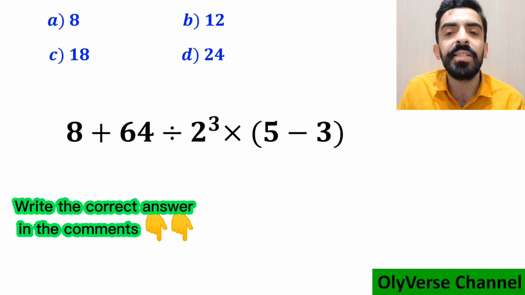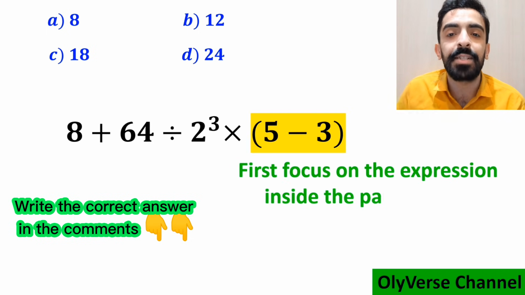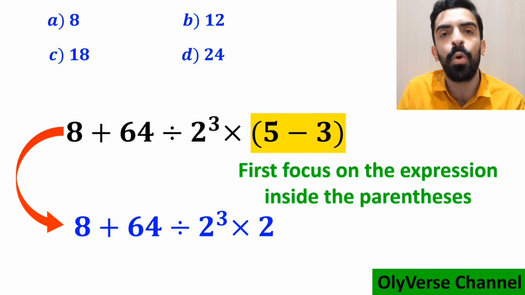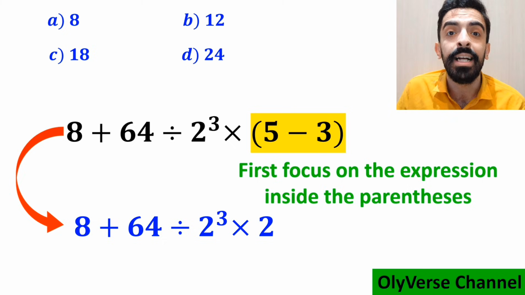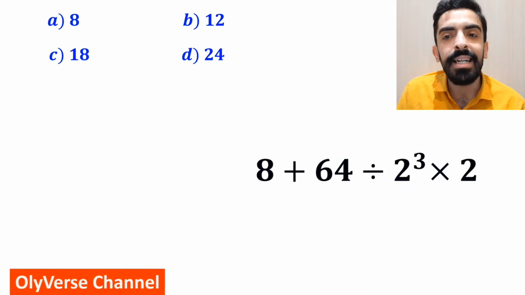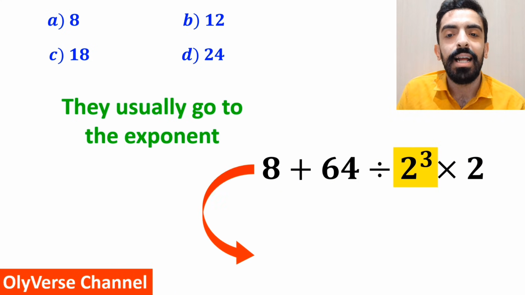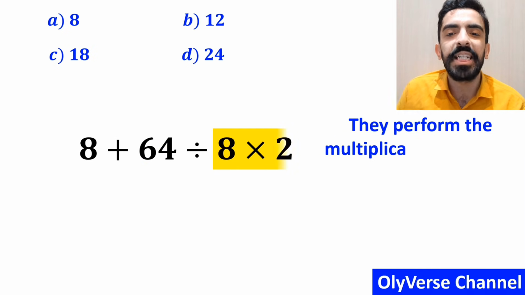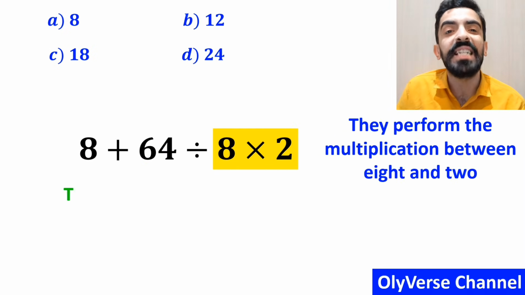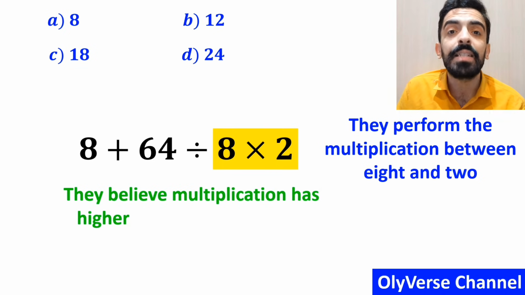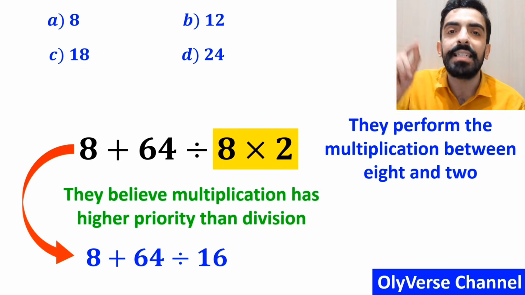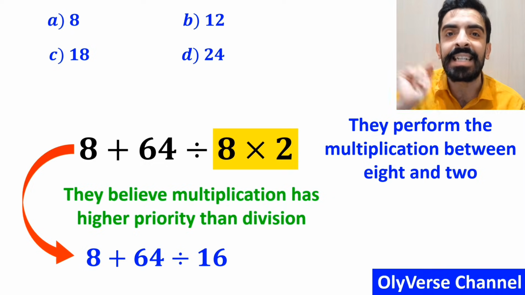Also, some other people when solving this question first focus on the expression inside the parentheses and replace the whole expression with 8 plus 64 divided by 2 to the power of 3 multiplied by 2. And the next step, they usually go to the exponent and simplify to 8 plus 64 divided by 8 multiplied by 2. Then, they perform the multiplication between 8 and 2 because they believe multiplication has higher priority than division. So, they rewrite this expression as 8 plus 64 divided by 16.